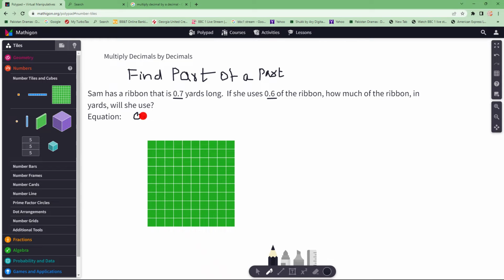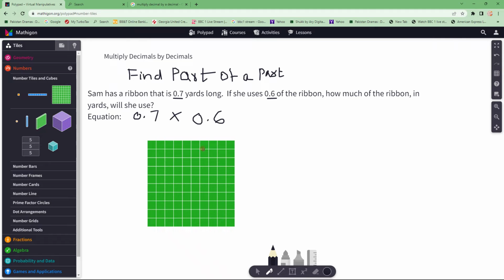I will multiply 7/10 times 0.6. How do I know that I multiply? Because I'm trying to find how much ribbon. This is 7/10 yard, which is a part, and I'm trying to find out how much of this she will be using. So finding part of a part, I'm going to multiply here.